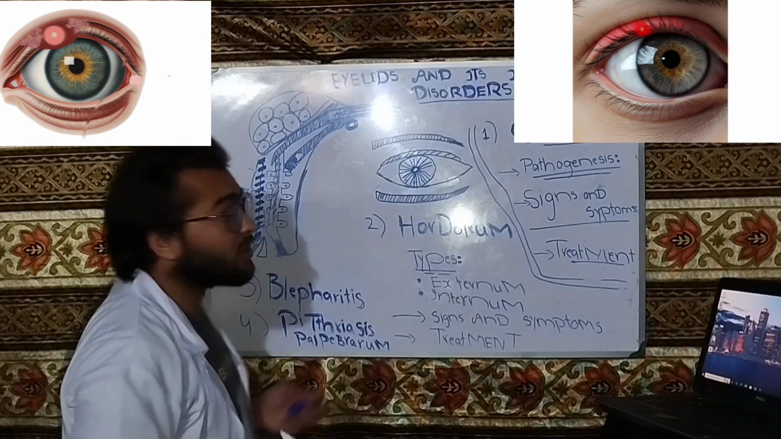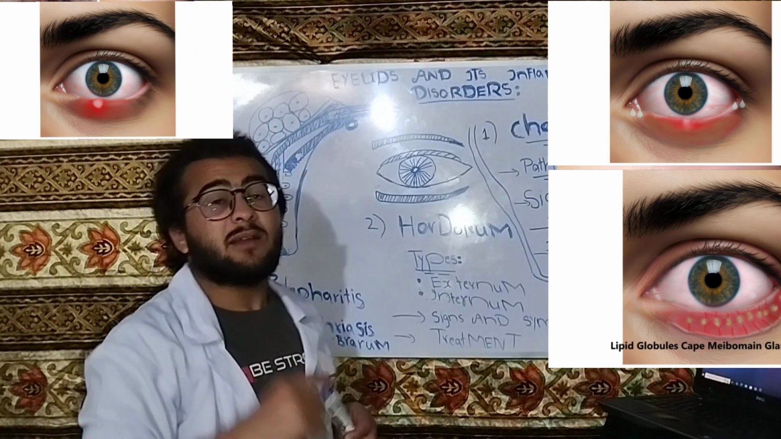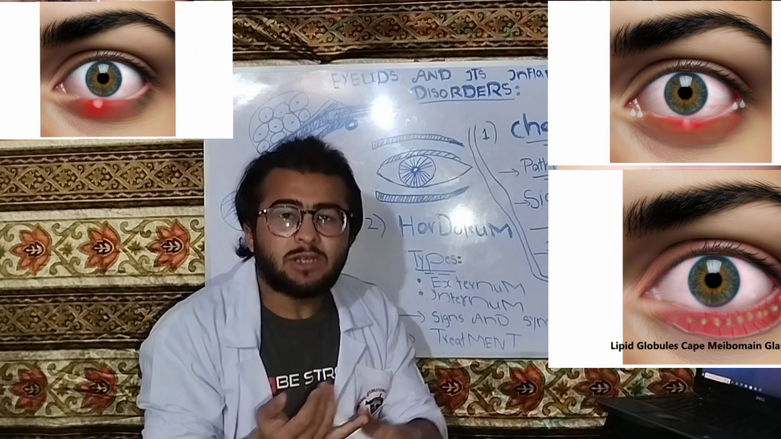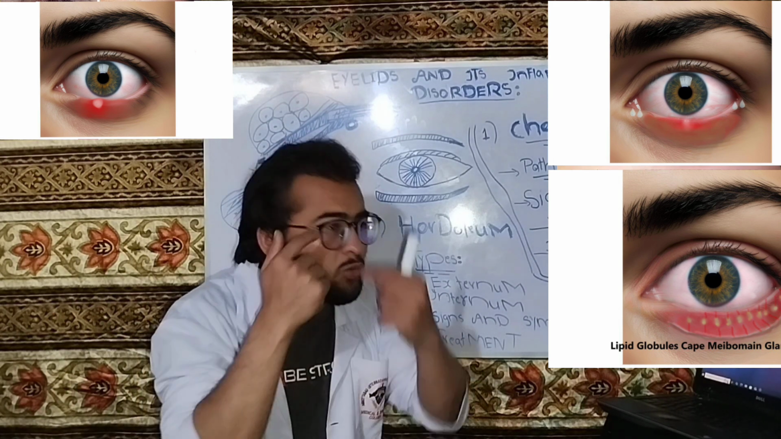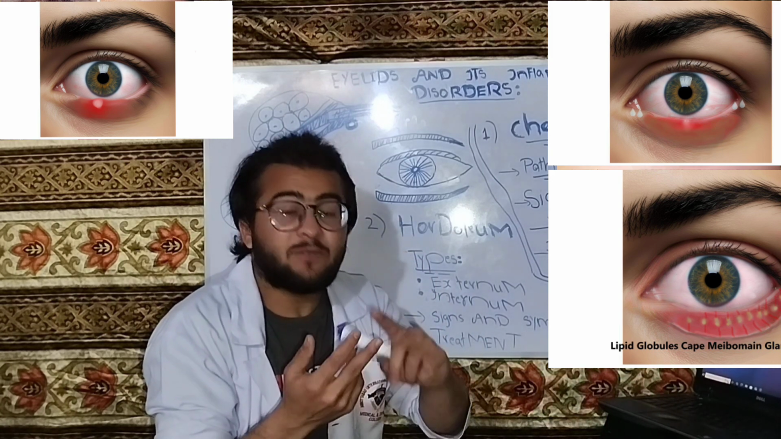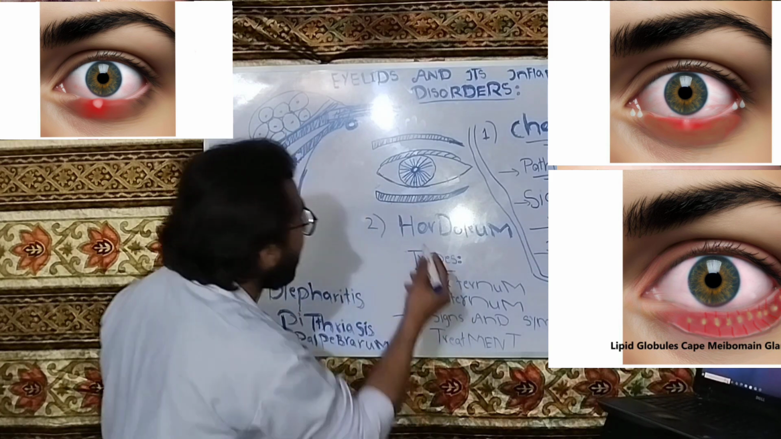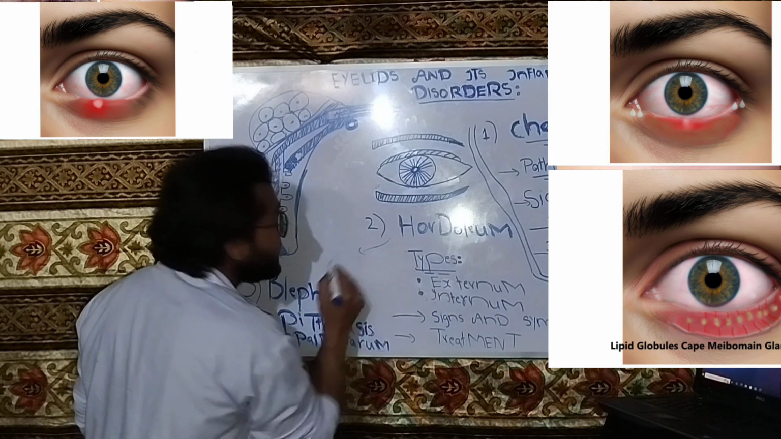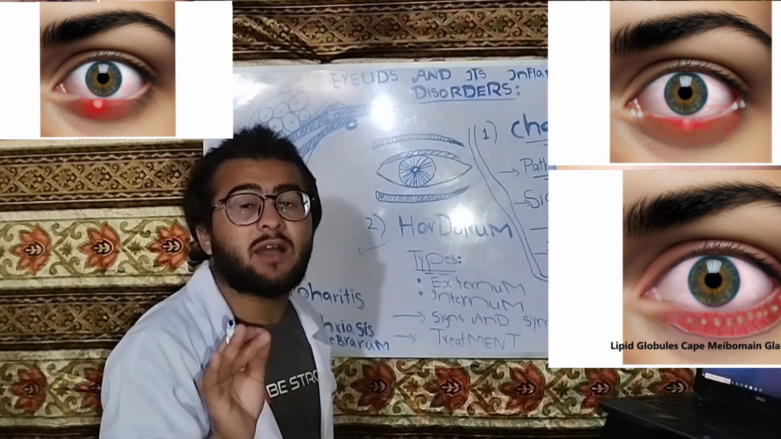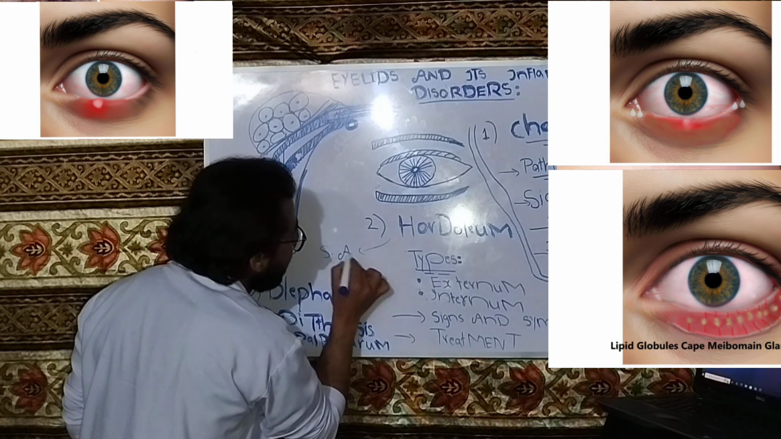Now the next condition is Hordeolum. What is Hordeolum? Hordeolum is an acute suppurative infectious nodule of the lid margin. Okay, it is caused by Staph aureus. Staphylococcus aureus bacteria is the most common cause of this condition.